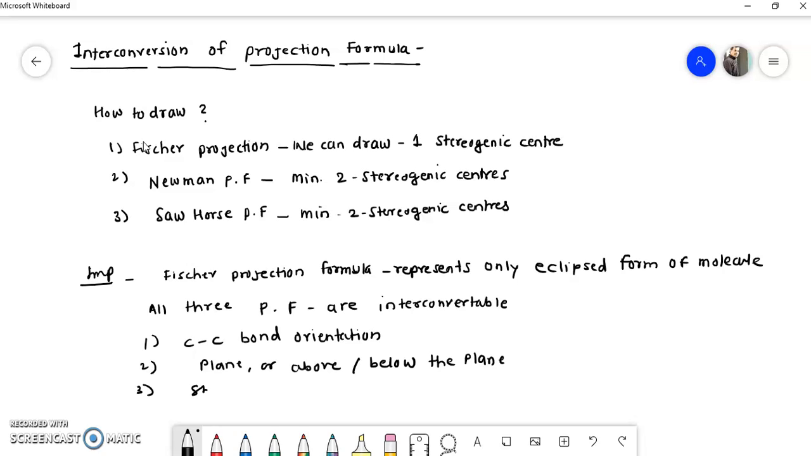Interconversion should not affect the stereochemistry at the chiral carbon, because chiral carbon and stereogenic carbon are the same. So these things we have to remember. Now we will move further.